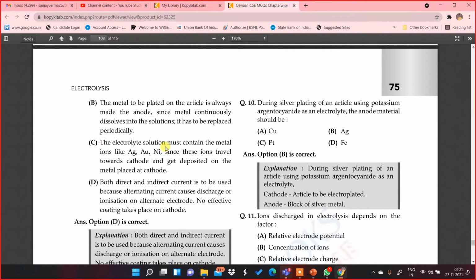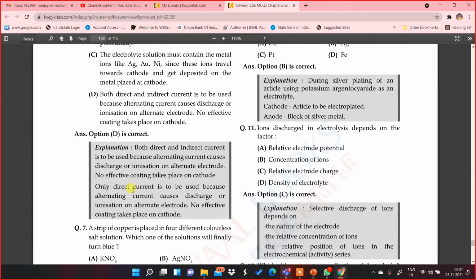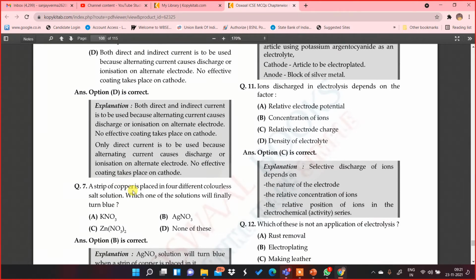Option C: the electrolyte solution must contain the metal ions like silver, gold, nickel, since these ions travel towards the cathode and get deposited on the metal placed at the cathode. This is also correct. Both direct and indirect current. This is wrong. So the answer is option D. We have to use only direct current for the process of electroplating. Direct current, low current for a longer period of time.